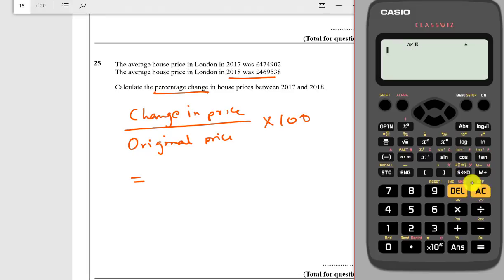I don't want to deal with negatives. Either way, you're going to get the same number, but this one is negative. So let's do it the right way. £474,902 take away £469,538, and that gives us 5,364.